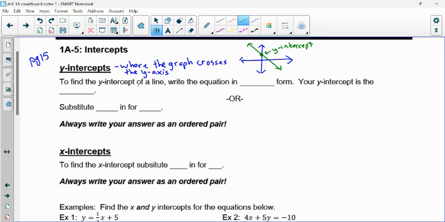Right, so again, we said the y-intercept is where the graph crosses the y-axis. And again, if we look at a visual representation, there's our axes, and then that point that's crossing the y-axis is our y-intercept. Okay? So there are two ways we can actually find the y-intercept algebraically. One way is if it's in slope-intercept form. To find the y-intercept, you can write the equation in y equals mx plus b form.